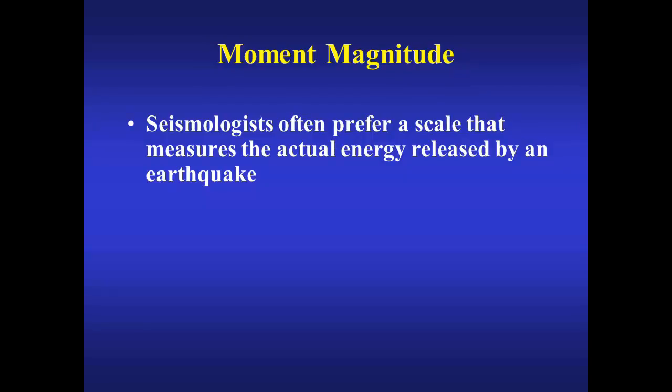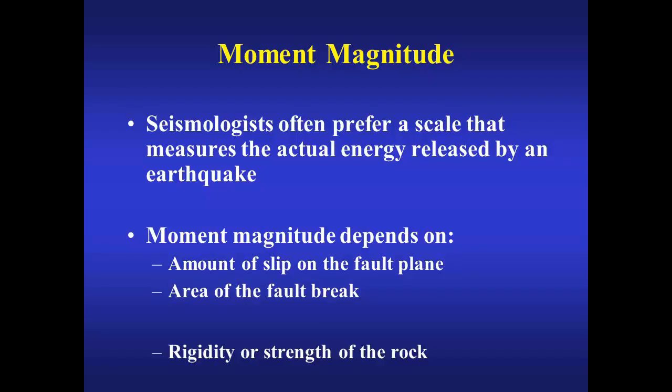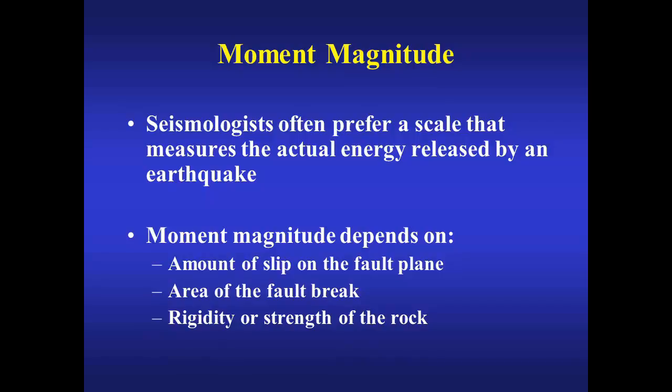Now, seismologists often prefer a scale that measures the actual energy released by an earthquake. And this is known as the moment magnitude, which depends on such things as the overall amount of slip on the fault plane, as well as the area of the fault break. And this value also takes into account the overall rigidity or strength of the rock.